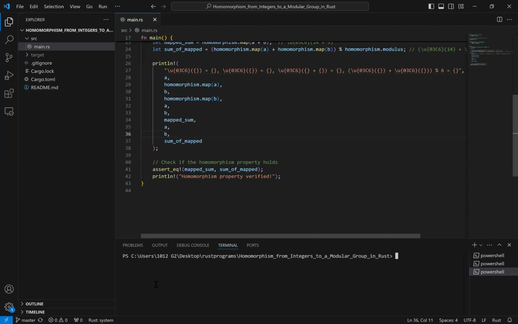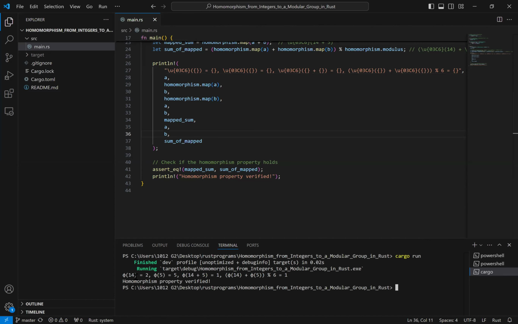Now, so it has given us some results. It has told us that phi of 14, so it was checking the right-hand side, phi of 14 is 2 because it took 14 divided by 6. The remainder is 2. And then phi of 5 takes 5 divided by 6. The remainder is 5. Okay, so then those are results. What about phi of the sum? So this sum is 19. On division by 6, the remainder is 1. So the left-hand side gives us 1.